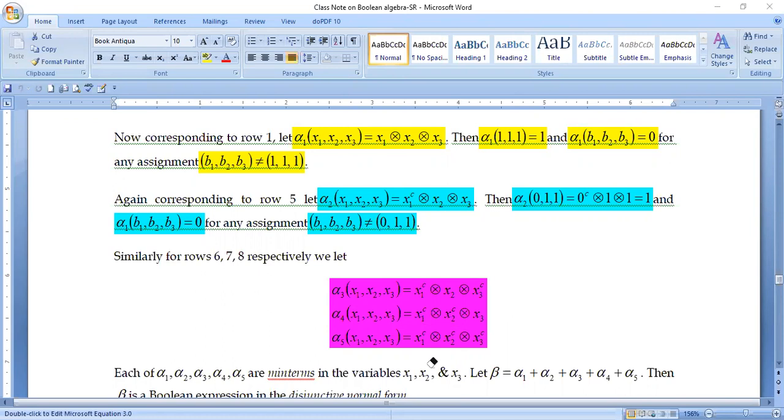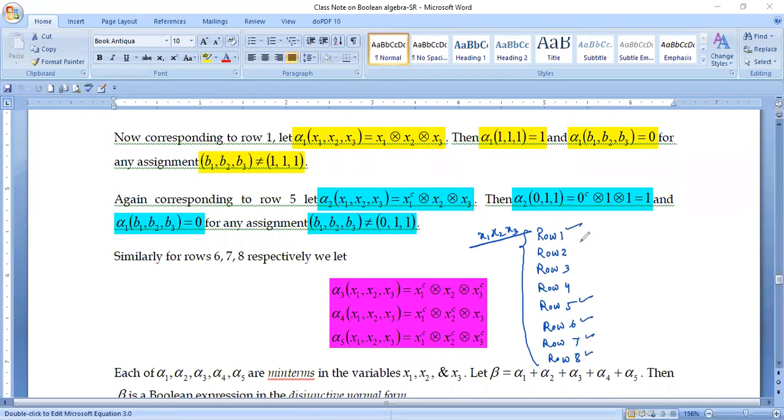Now, for the Boolean expressions that I have designed, how many rows were there? Let us write it over here. We had row 1, row 2, row 3, row 4, row 5, row 6, row 7, row 8 in the chart. And corresponding to each of these rows, the three variables x1, x2, x3 were involved. For row 1, row 5, row 6, row 7, row 8, you have defined Boolean expressions like alpha 1, alpha 2, alpha 3, alpha 4, and alpha 5. Alpha 1 was a function of x1, x2, x3, alpha 2 was a function of x1, x2, x3, and so on.